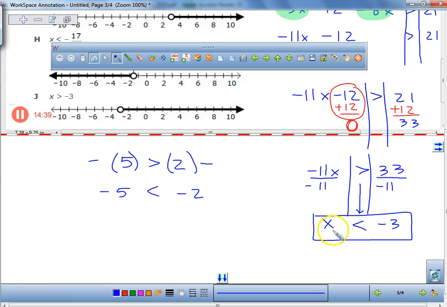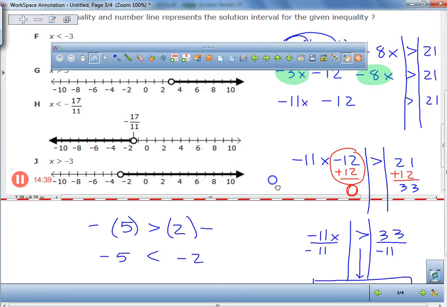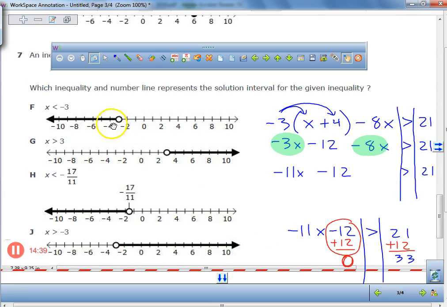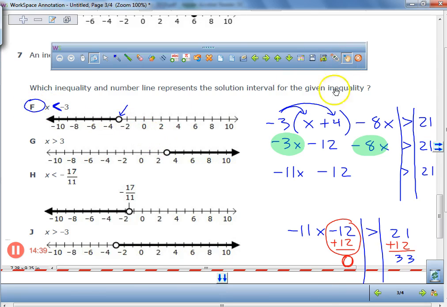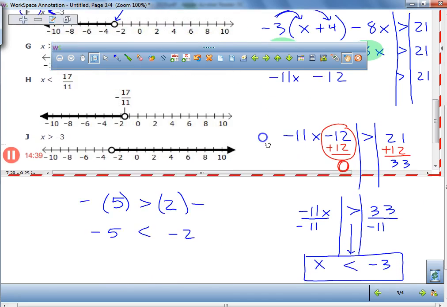So my final answer is x is less than negative 3, which is answer choice... Why is it not a filled-in dot? Because this is what? It's less than. Oh, and look where it's pointing, everybody. Look at that symbol. Which way is it pointing? It's pointing to the left. So you shade everything to the left. So you guys have one more problem to do.